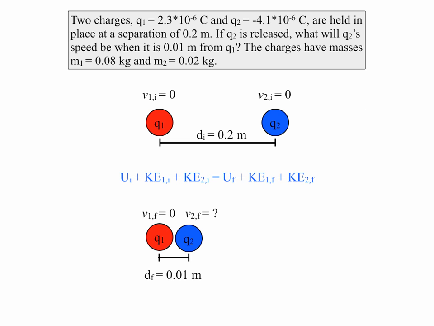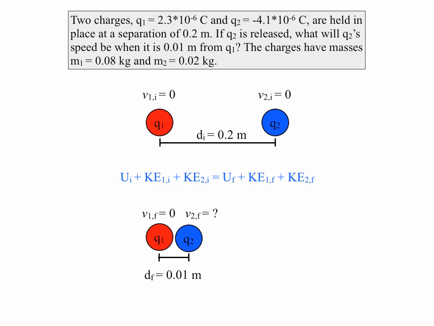This is a conservation of energy problem. Notice that we cannot use F equals ma on this problem because the force that Q1 exerts on Q2 is constantly changing. As Q2 gets closer to Q1, the force that Q2 experiences gets stronger and stronger, and we can't deal with changing forces without doing some calculus. So instead, we'll use conservation of energy.